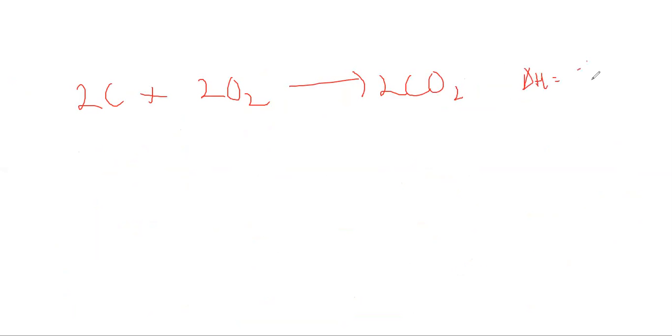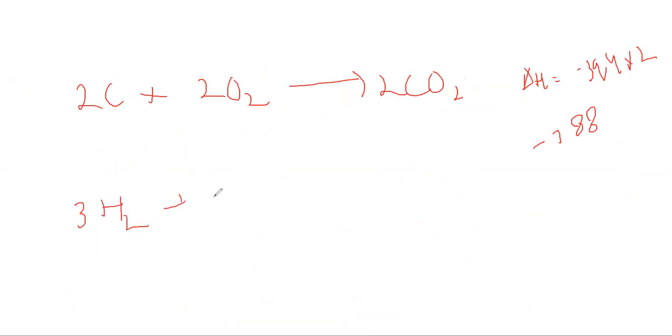I am multiplying equation number 2 first with the 2. Let's do 2 carbon plus 2 oxygen will give you 2 carbon dioxide. Also add enthalpy. Enthalpy is minus 394. Multiply it with the 2. It will give you minus 788 kilojoule per mole.